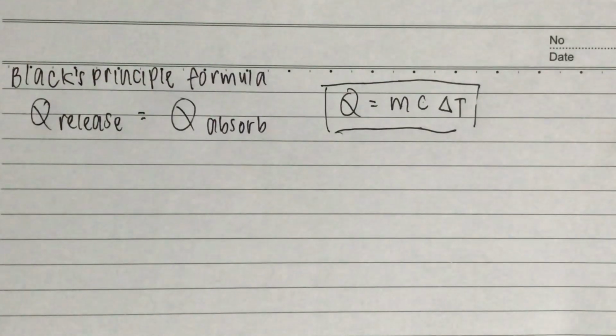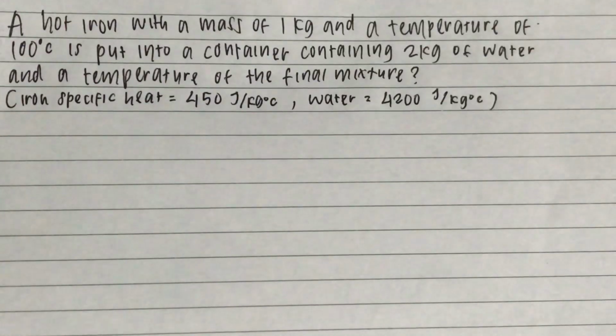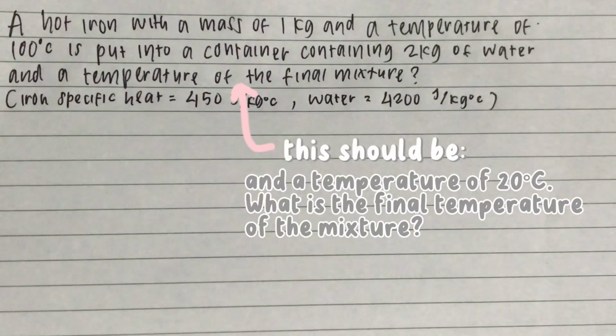So before going to the example, let me just tell you that the Planck's principle formula is Q release equals to Q absorb, and the formula for Q, or heat, is equals to mass multiplied by specific heat and then multiplied by the change of temperature. So here is an example of problem related to the Planck's principle. And before answering this, we need to find the known information. So let's just write known.